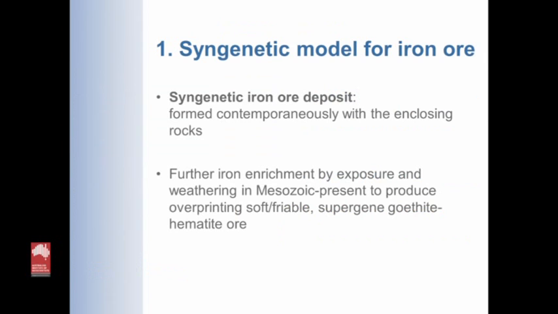Okay, for the middle part of my talk, I'm going to discuss these three competing types of genetic models, starting off with the syngenetic type. The key thing about the syngenetic type is that these iron ore deposits formed at the same time as the actual BIF. And then on top of that, there are subsequent enrichments due to supergene processes. All three competing genetic models have this last supergene enrichment, so that's not what I'm going to really talk about. I'm talking about what's causing this early hypogene mineralization.